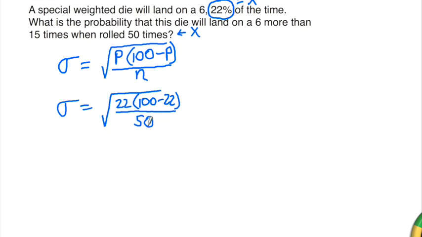So this is the standard deviation based on the mean of this experiment. We're going to get the square root of this value. On a calculator, I would put the square root in first, then type it in: 22 parentheses 100 minus 22 end parentheses divided by 50. And the calculator tells you that the answer is 5.86. I'll put it in 2 decimal places.